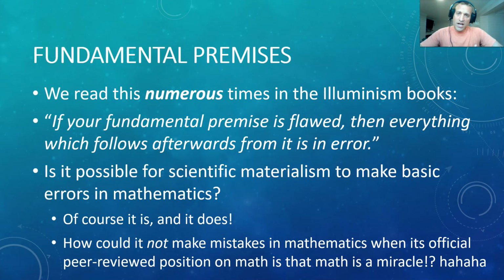How could it not make mistakes when the official peer-reviewed position on mathematics by science is that math is a miracle? That sounds so incredible. It's almost shocking, right? The first time you hear that as a layperson, you should be like, what? Science thinks that math is a miracle? What are you guys doing? Stop! You know what I mean? So the official peer-reviewed position on mathematics by science is that math is a miracle.